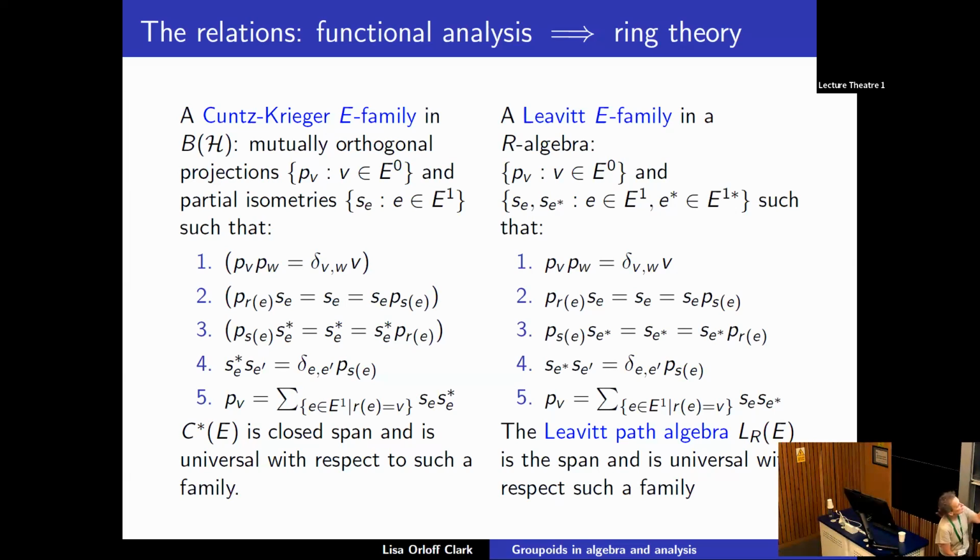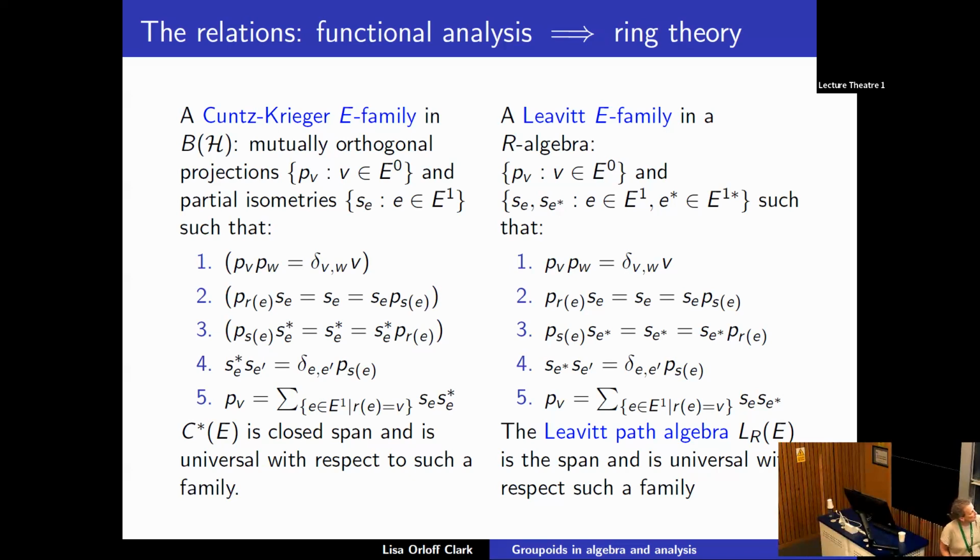I've written this in a particular way so that both the C-star algebra people think that doesn't quite look right, and the Leavitt path algebra people would be like, that doesn't quite look right, to try to make the pictures look like a compromise. But what is a Leavitt E family? Again, I'm going to think now, not in B of H, just in some R algebra. We don't have projections and partial isometries. We just have P_V for each V and S_E. And now we have to be careful because we don't have an adjoint anymore, a star. So we just throw in some edges.